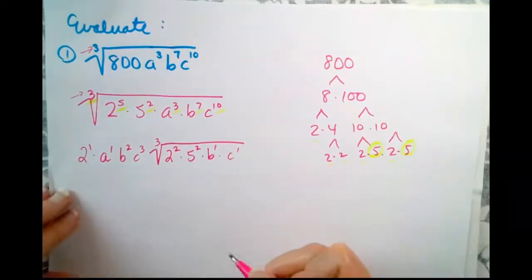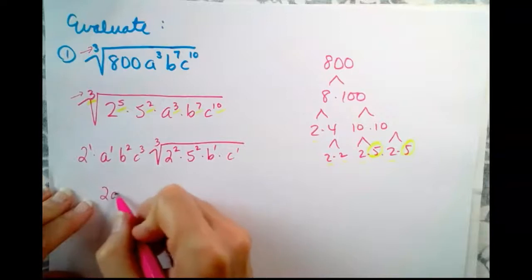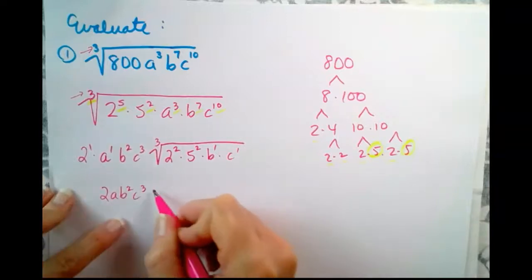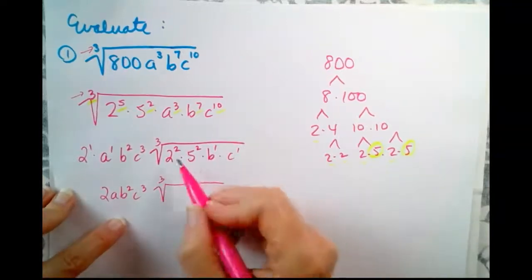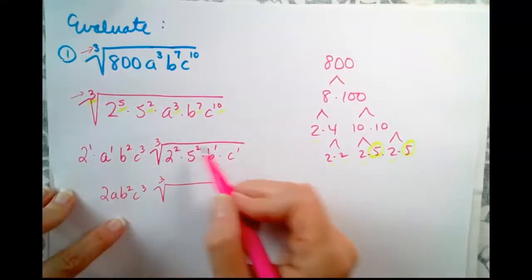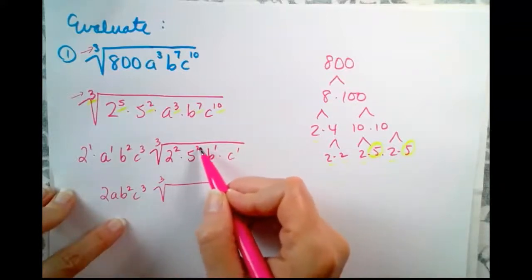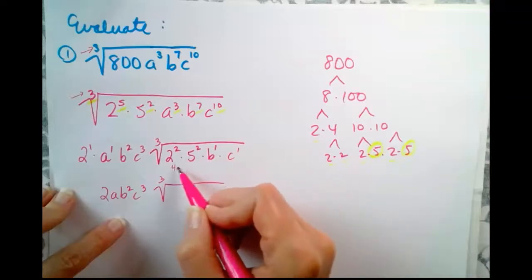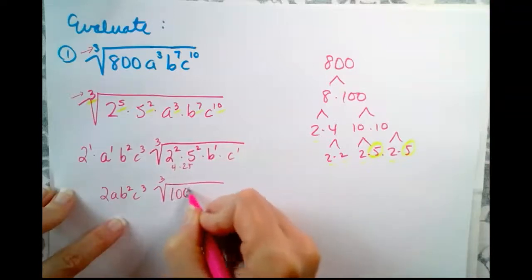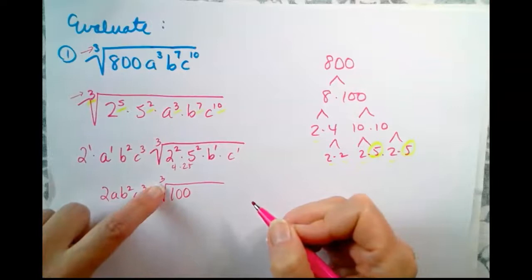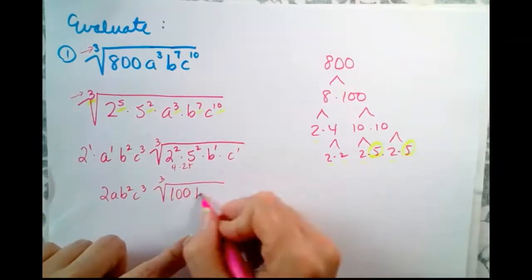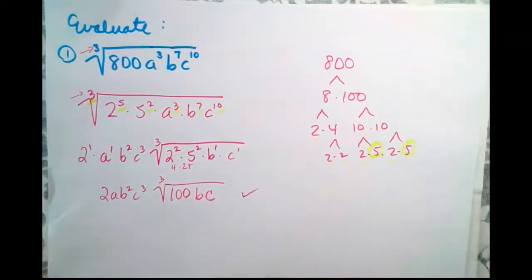Now we just need to clean this up. So 2ab squared c cubed, cube root. 2 squared is 4. 5 squared is 25. So 4 times 25, it leaves 100 underneath a cube root, and then bc. So that is the quick, simple way to simplify any radical.